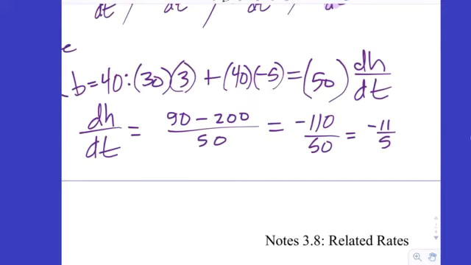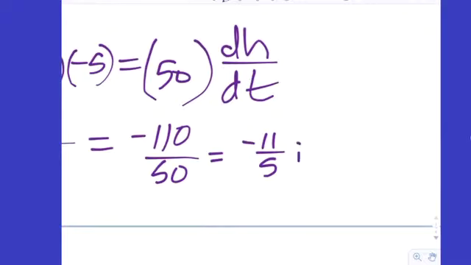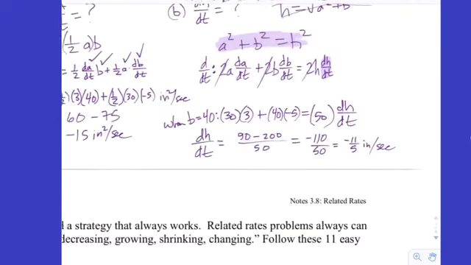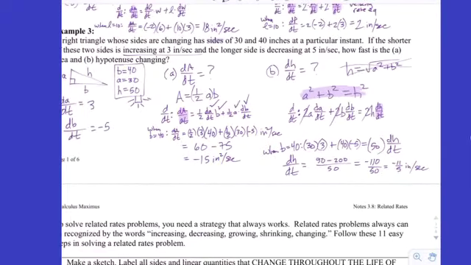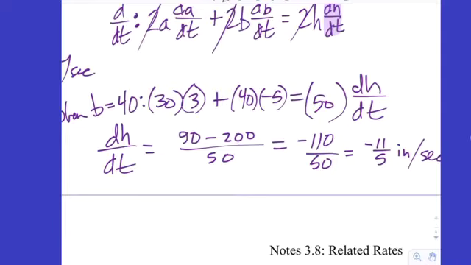Another advantage to Leibniz notation. If you somehow forget what you're doing, just look at the Leibniz notation. You have units of hypotenuse over time. That's going to be length units per time units, which is inches per second. So who wants to take the sentence? I'll start you off. When the larger side is 40 inches, comma, the hypotenuse, take it away. The hypotenuse is decreasing 11/5 inches per second. Good. Yeah, excellent, excellent.